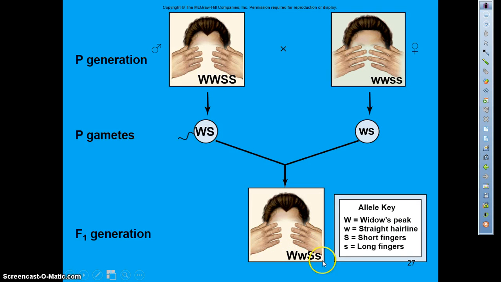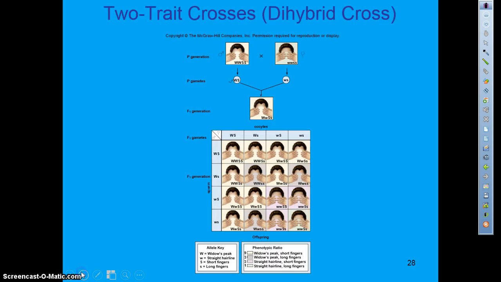And we saw the same pattern when we looked at Mendel's crosses with the pea plants. We started with a purebred and a purebred. Our first generation was all heterozygous, and they all showed the dominant trait, which is what we see here.